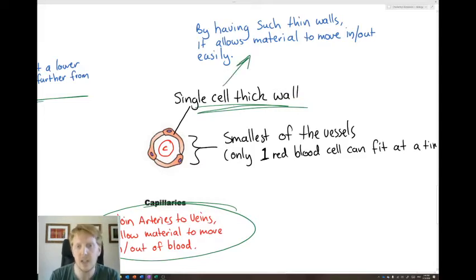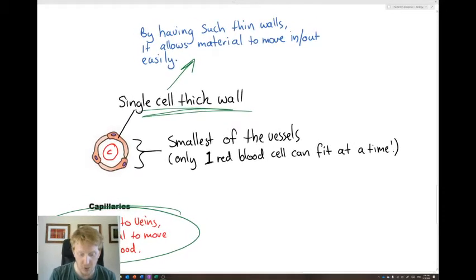And by having these really thin walls, it allows materials to move in and out really easily, which is their whole function, right? And they are the smallest of the vessels. These are tiny, so tiny in fact that if you look at that cheeky monkey right there, you can see that only one red blood cell can fit through them at any given time. So these are really tiny vessels that allow the exchange of material in and out of them by having these really thin single cell thick walls, okay?